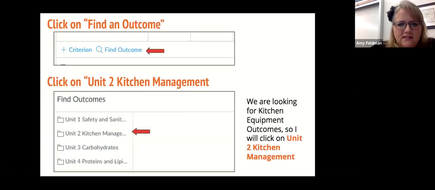On Canvas, it'll say, find an outcome, add a criterion, okay? We have our outcomes already typed up. So all you have to do is click find an outcome. This new screen will pop up. We're in unit 2 because that's the quiz. So I'm going to click on unit 2.